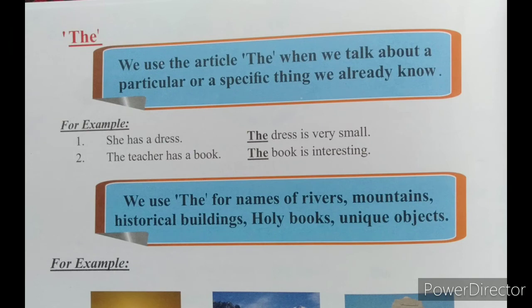Now let us see the uses of the. We use the article the when we talk about a particular or a specific thing we already know. For example, number 1, she has a dress. The dress is very small. Number 2, the teacher has a book. The book is interesting.